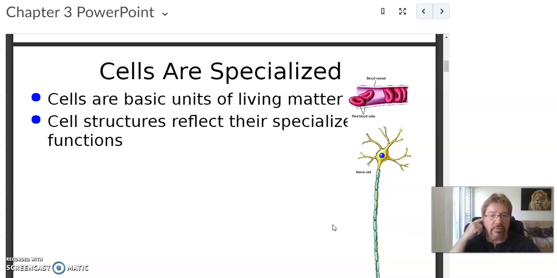Today we're going to talk about the cell. The cell is the basic unit of living things. Some organisms only have one cell. Humans are not in that category, of course.